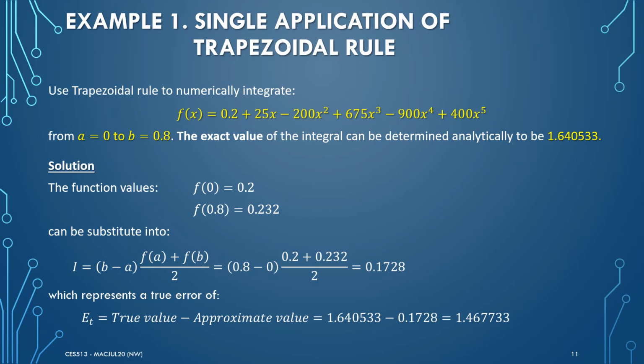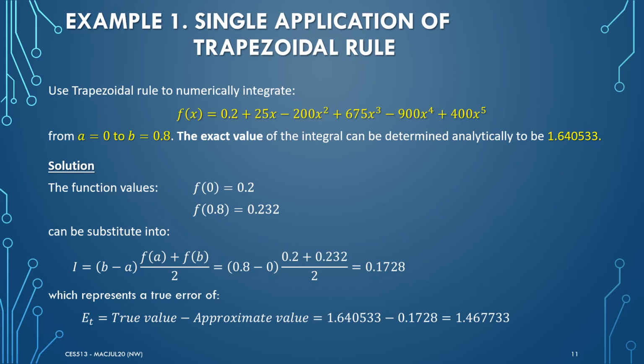Now, we look at example 1 for the single application of the trapezoidal rule. The question is: use the trapezoidal rule to numerically integrate the function f(x) equals 0.2 plus 25x minus 200x squared plus 675x cubed minus 900x to the power of 4 plus 400x to the power of 5. Integrate this function from a equals 0 to b equals 0.8. Note that the exact value of the integral can be determined analytically, and the value is 1.640533.